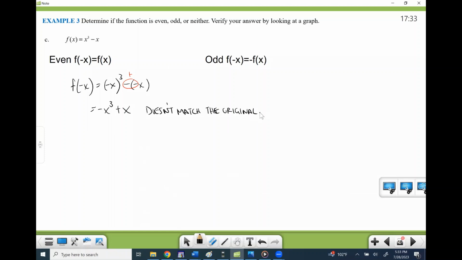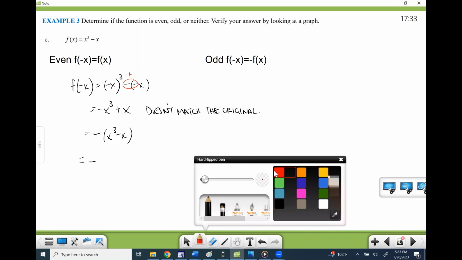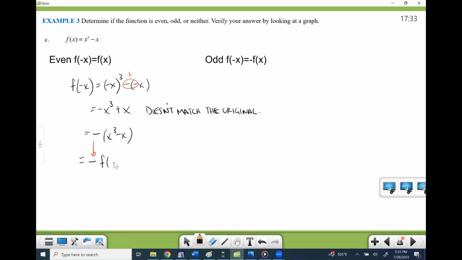Okay. It's the exact opposite of the original, right? In other words, if we factored a negative out of it, it would match the original. So what that's saying is that it's really going to be a negative sign, right? Bring down a negative sign. And then another way that we could call x cubed minus x is f of x. So we could say this. So what we found out is that f of negative x equals negative f of x.